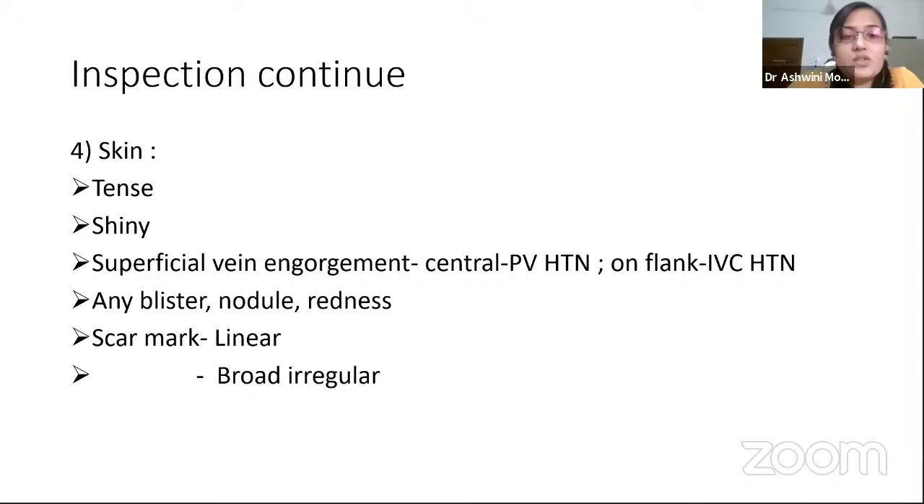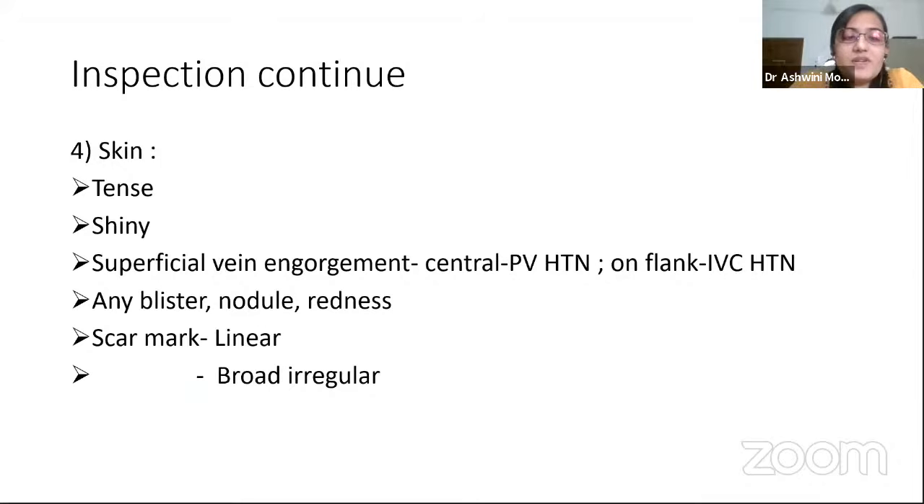Are there any blisters, nodules, or redness present? Nodules are present in cases like carcinoma, where there might be secondary nodules. Blisters will be seen if the patient has acute abdominal pain. Many believe that keeping a warm cloth or warm thing on the abdomen will reduce the pain. That secondarily creates redness and blisters at times.